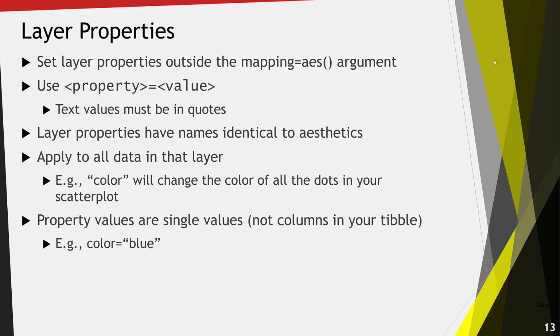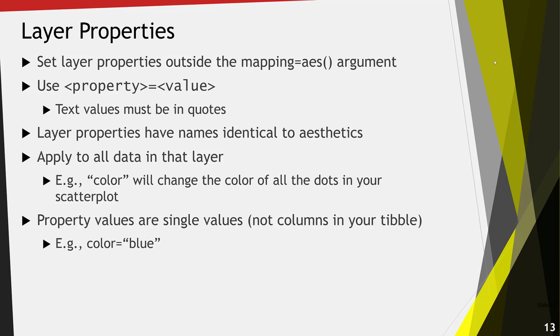Like aesthetics, layer properties are always going to have a property equals value pair. If the value is text, it needs to be included in quotation marks. So in the example I just showed you, I wanted the text red to specify the color of each dot. I need to include that inside quotation marks. Many layer properties have names that are identical to aesthetics. This is to help make it easy for you to remember how to change the properties of a given layer. But remember, layer properties apply to all data in that layer.